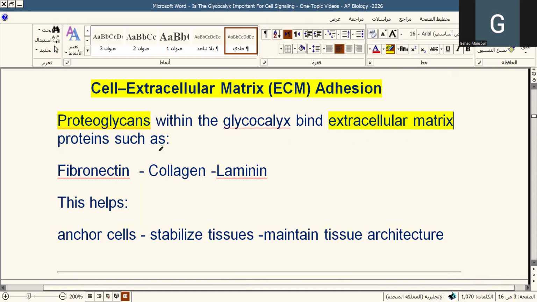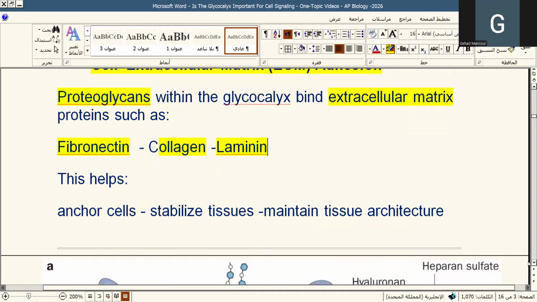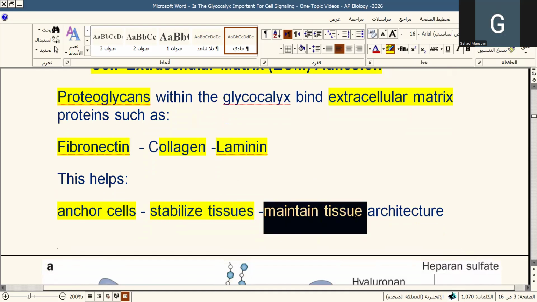The extracellular matrix contains fibrous, elongated proteins like fibronectin, collagen, and laminin, and all these fibrous molecules are used to bind the cell to the extracellular matrix. So the proteoglycans in the glycocalyx of the cell will attach to those proteins in the matrix and therefore will help anchor the cell in its place, and therefore keep the integrity or stability of the tissues and maintain the tissue architecture.